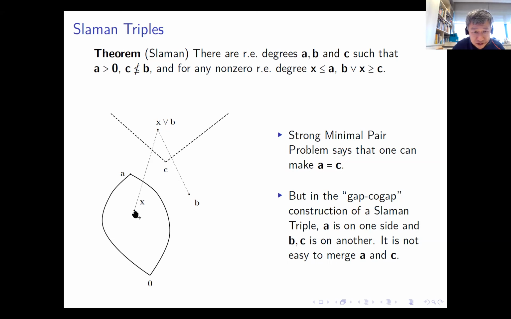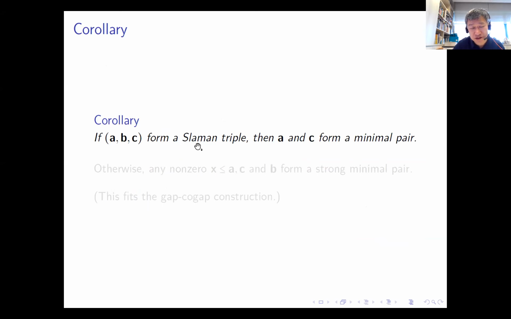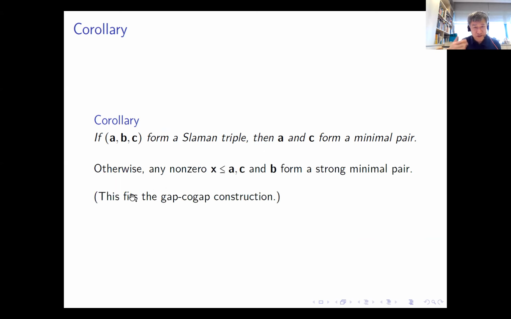So therefore, A and X will be a minimal pair. So now I want to convince you that B and X actually is a strong minimal pair. Well, for any Y below X here, if Y is non-trivial, Y join B will be above C. So therefore, it will be above X. So therefore, X and B will be a strong minimal pair. So let me go back to where I am. Right. So therefore, if A, B, C form a Slaman triple, indeed A and B form a minimal pair. A and C also form a minimal pair. So this probably fits the intuition of the gap and co-gap construction I just described. Because during the construction of the Slaman triple, A is on one side, B and C are on the other side. So somehow maybe intuitively it is very natural that A and C also form a minimal pair.